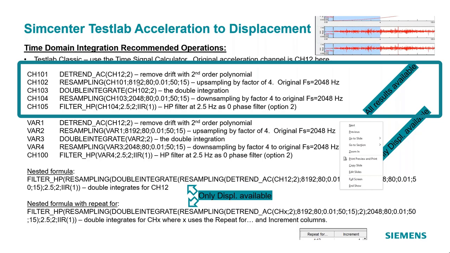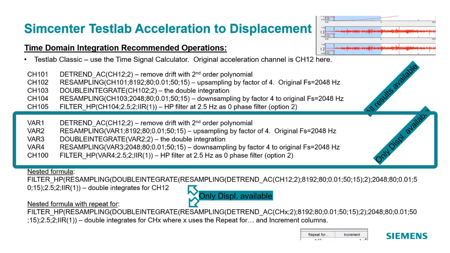So this first set of formulas stores all the interim results. It's saving the results as channel 101 to channel 105. The second set uses variables. So the commands are exactly the same, but we're going to store the results into a variable and use those in the formulas. So the only result saved is the displacement values, channel 100.